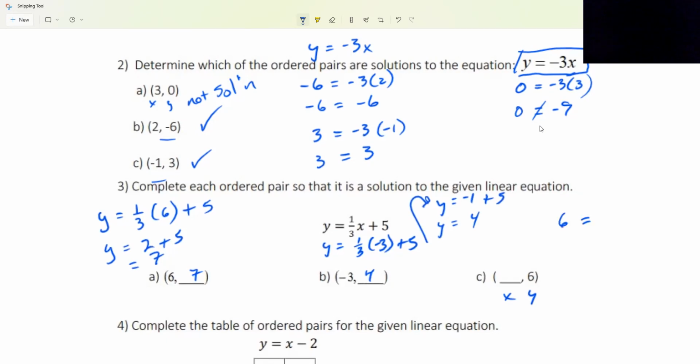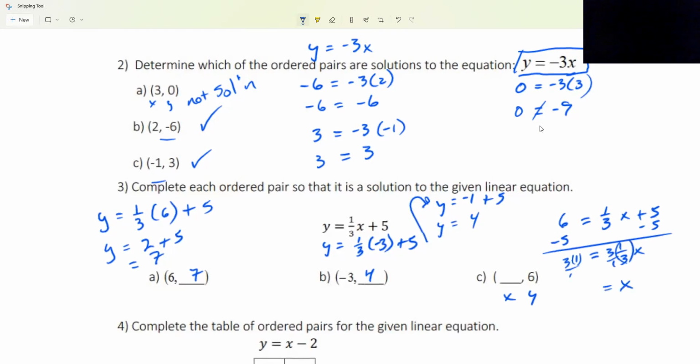So you get 6 is equal to 1/3 x plus 5. So I'm going to subtract 5. You get 1 is equal to 1/3 x. Now I'm going to multiply both sides by 3 so I can get rid of that fraction. Remember, I'm basically multiplying it by its reciprocal. And whenever you do that, it just becomes 1. So it's going to be x. And then 3 times 1 is 3, and you got that over 1, which is basically just 3. So you plug it in. There you go. All right.